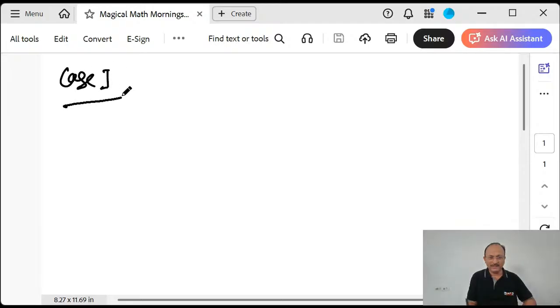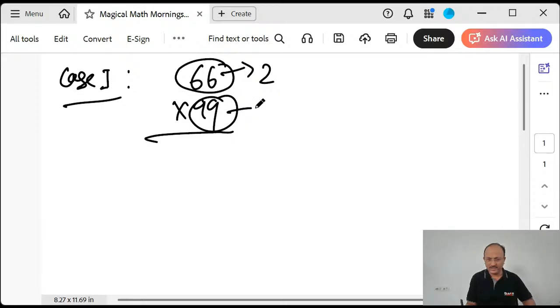Okay, we had seen two cases in multiplication. Let's call them case one, case two, case three. Case one is when the digits of the multiplicand and the number of nines in the multiplier are the same, like 66 into 99. Here the number of digits is 2, and here also 2. It is the easiest. We take 1 less than 66 and apply the Nikhilam Sutra: all from 9, last from 10. Correct? This is case one.